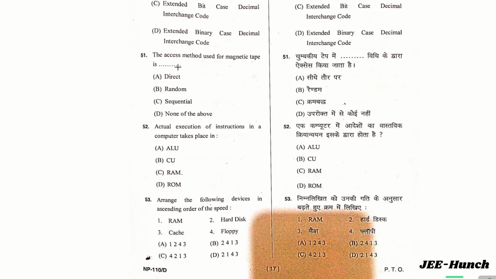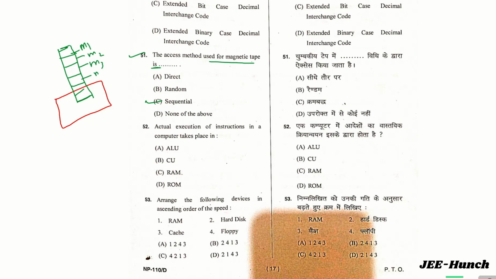Next, 51. The access method used for magnetic tape. The access method used for magnetic tape is called sequential. Okay, why do we say sequential? Because in a tape, you have seen a tape, like here you can see a picture like this, and in this there are many songs. Like I can say music 1, music 2, music 3, music 4, and music 5. Okay, so we can access this sequentially.